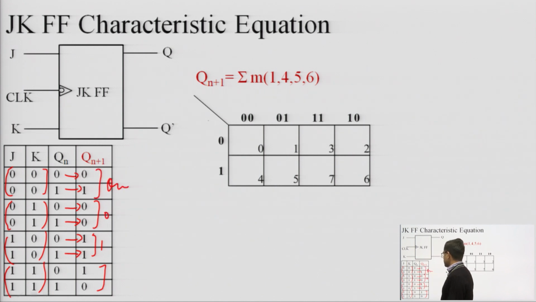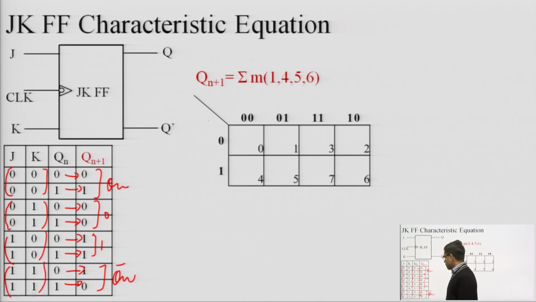We have mentioned them here, and for 1 1 the output is not invalid, it is the complement of the previous output, that means the toggled output. Toggled output means the complement of the previous value, that means 0 becomes 1 and 1 becomes 0. So, this is the characteristic table for JK flip flop.